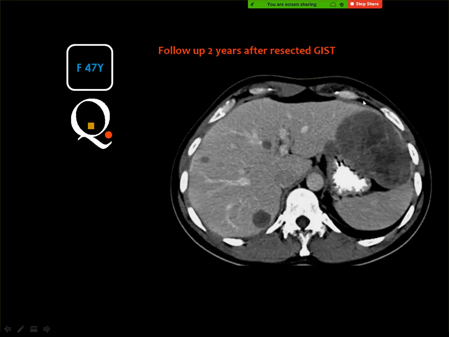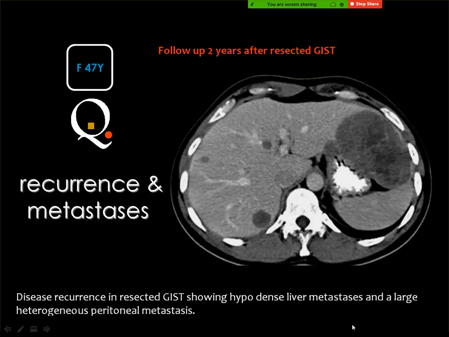This patient had a history of resected gastric tumor, and he is doing a follow-up study which showed this appearance. Metastasis. Recurrence. Is it local recurrence or metastatic deposit?